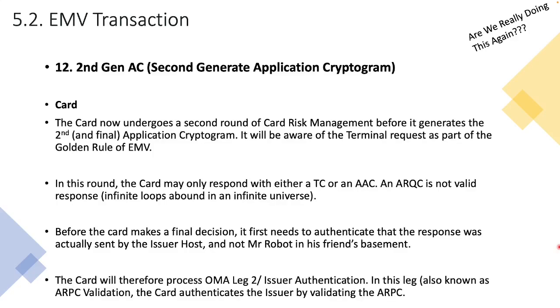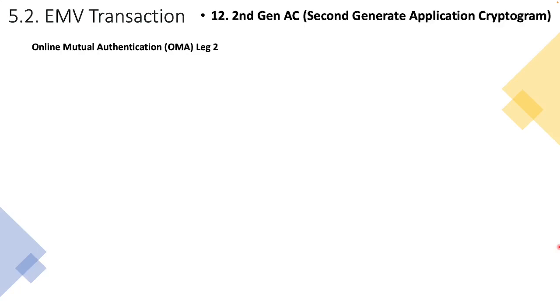So in order to do this, the card will process online mutual authentication leg 2, right? Also known as issuer authentication, also known as ARPC validation. And in this leg, in ARPC validation, the card authenticates that the issuer is genuine, and it does this by validating that the ARPC is correct, accurate. Okay, so let's talk a bit about ARPC validation or online mutual authentication leg 2.